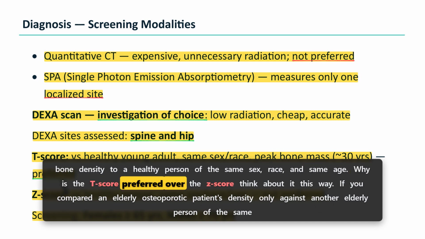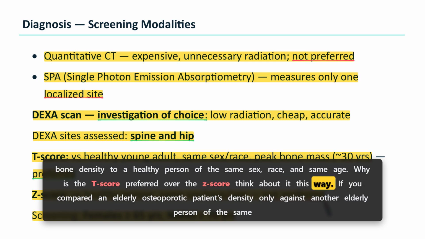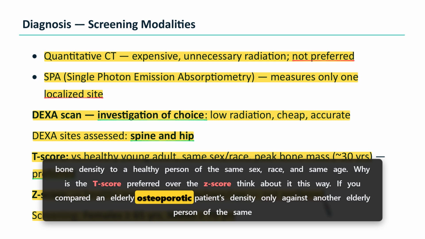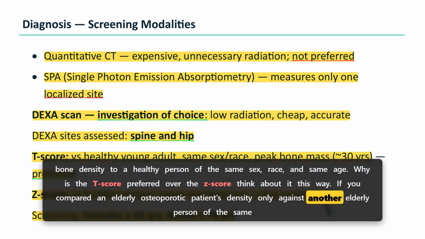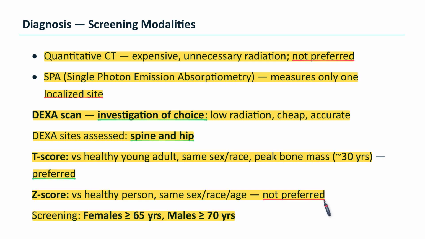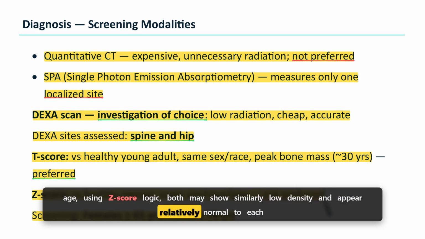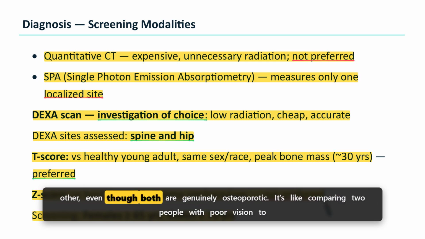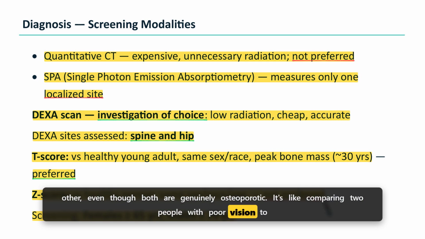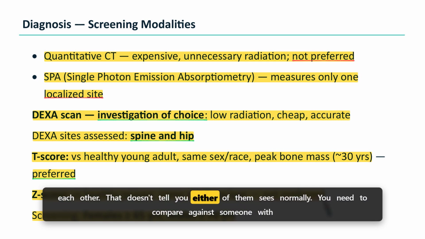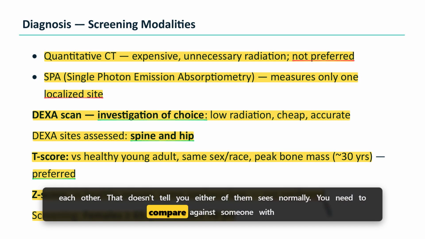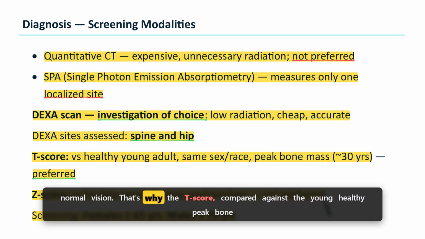Why is the T-score preferred over the Z-score? Think about it this way. If you compared an elderly osteoporotic patient's density only against another elderly person of the same age, using Z-score logic, both may show similarly low density and appear relatively normal to each other, even though both are genuinely osteoporotic. It's like comparing two people with poor vision to each other. That doesn't tell you either of them sees normally. You need to compare against someone with normal vision. That's why the T-score, compared against the young healthy peak bone mass standard, is the preferred metric.